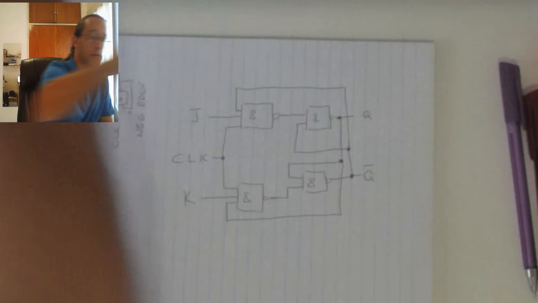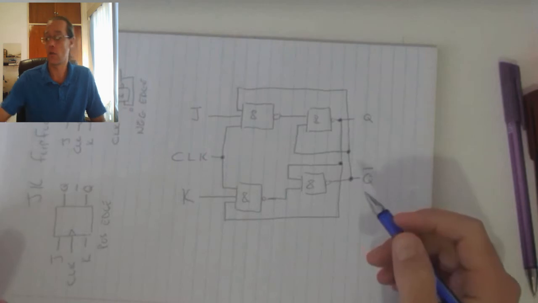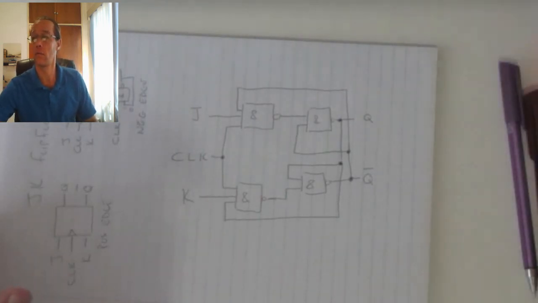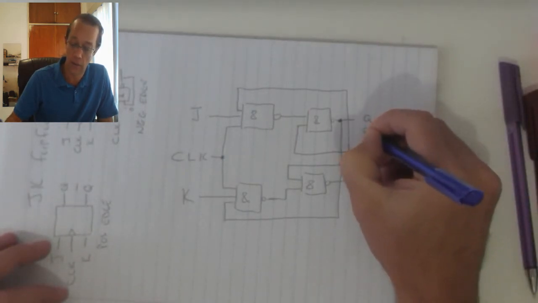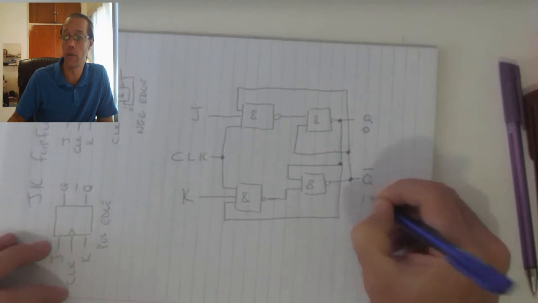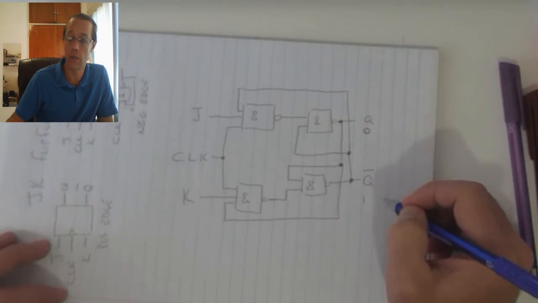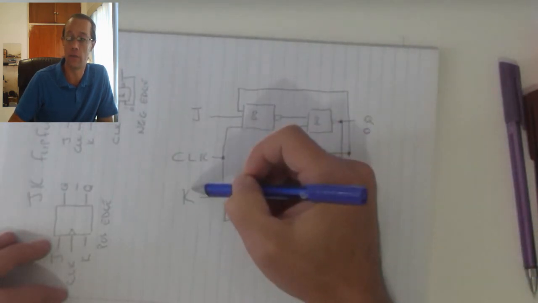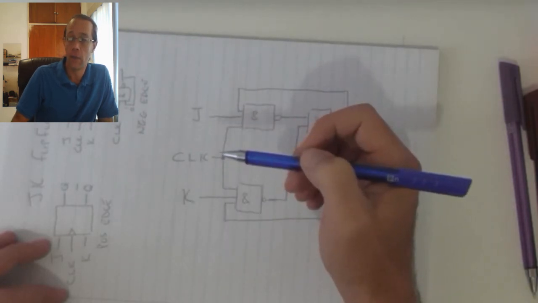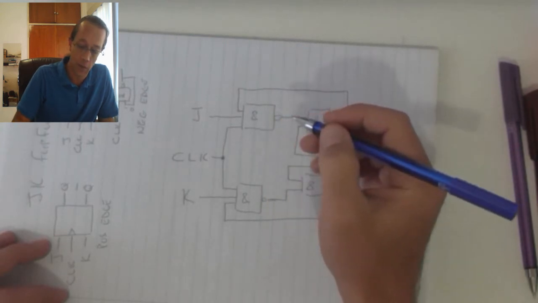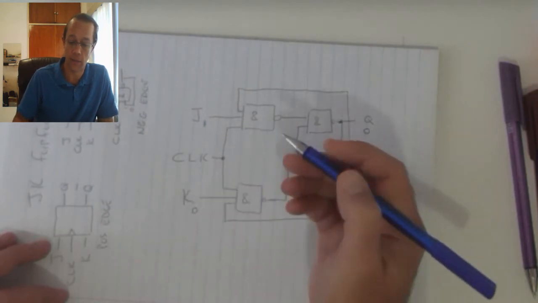Now we're going to color code these. In order for this to operate, we already need a starting point condition. So let's say that Q is 0 and not Q is 1. That puts it in the reset state. What would have caused that is a 0 on the J and a 1 on the K. So I'm now going to put it into the set mode. I'm going to put a 1 on J and a 0 on K.